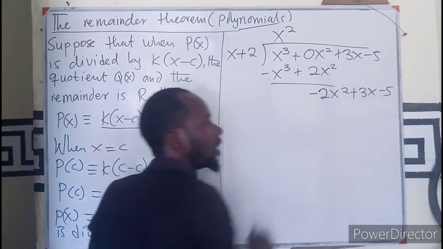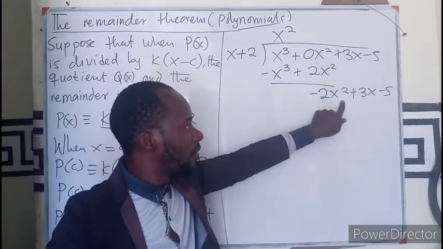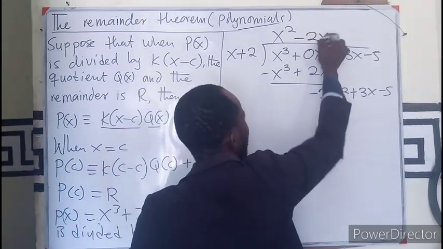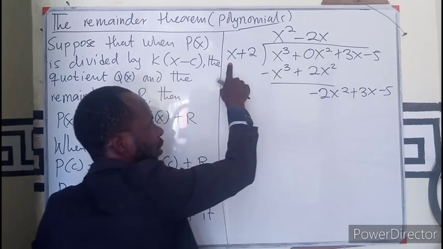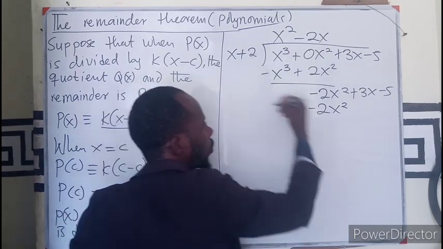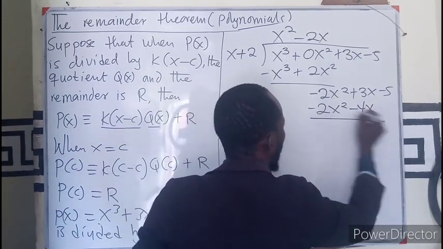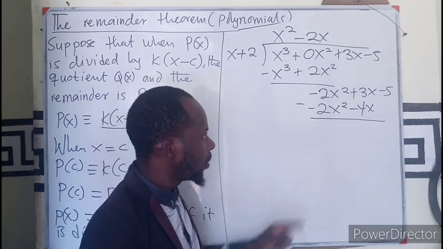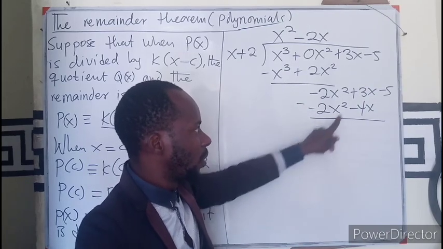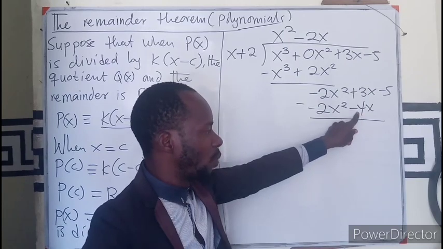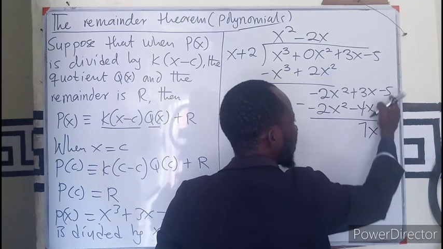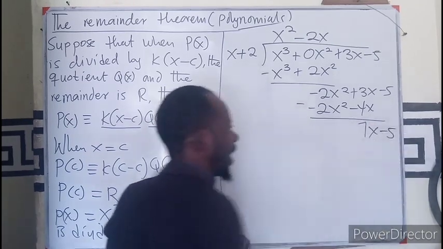This becomes your new dividend. X will go into this, power of 2, power of 1. The power decreases to 1. So minus 2x. Let it multiply back your x to give you negative 2x squared. Negative 2 times 2 is negative 4x. So our subtraction: minus 2 minus minus 2, that will be plus, so 0. 3 minus negative 4 will give us positive 7. So 7x. Then this is going to be minus 5.